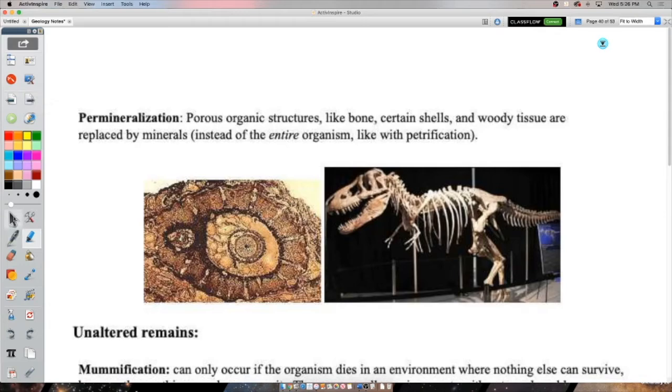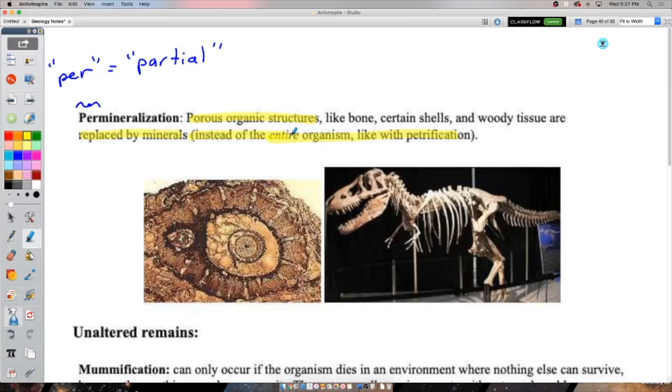Permineralization. So per essentially means partial. This is basically partial petrification. So some stuff gets replaced with minerals, but not the entire cellular structure. Okay. So just some organic structures, things like bone, shells, woody tissue, things that are kind of spongy and absorbent, those get replaced by minerals, usually because water can get into there really well. And if that water has minerals in it, it can slowly start to replace those tissues. Okay. Replaced by minerals instead of the entire organism, like with petrification.